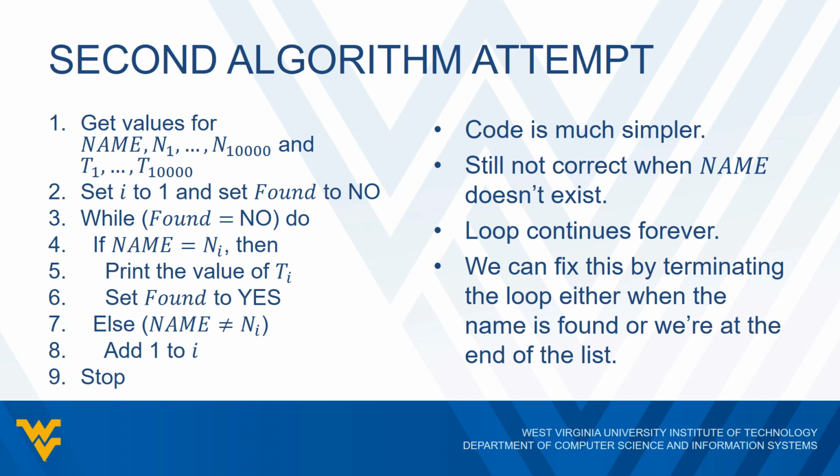So we need to make some modifications, and we can do that easily. We just need to make sure that we terminate our loop either when we find a name or if we get to the end of the list. So we just need to add a little bit more to it to say if we get to the end of the list, we need to stop.